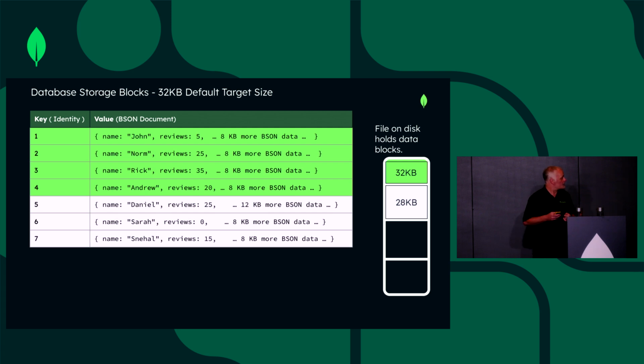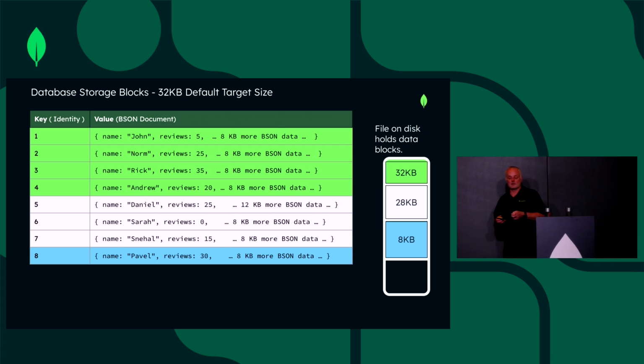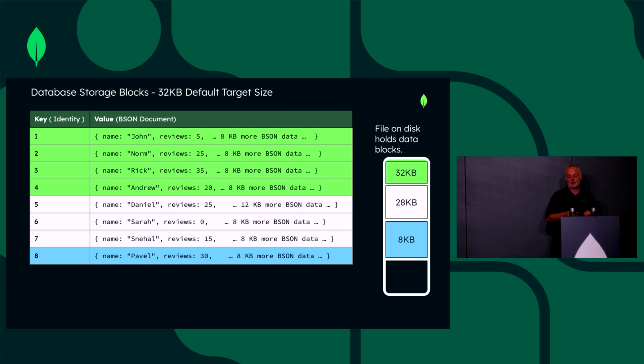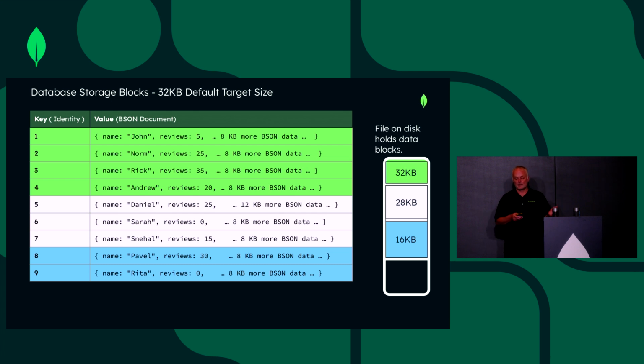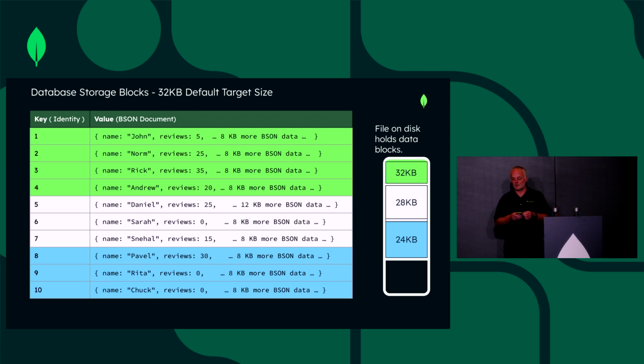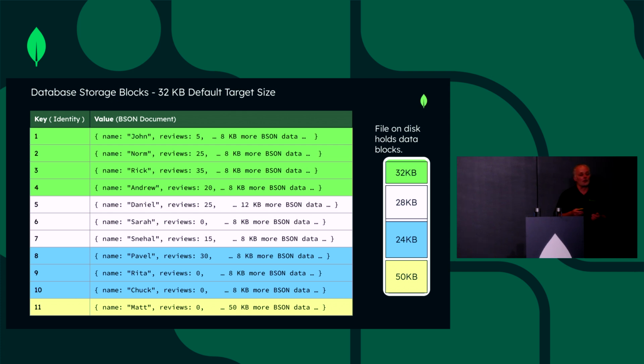We're now storing 20, then 28 kilobytes in that single block. And now we go ahead and add Pavel, and that actually spills over. It doesn't fit within the previous block, so we have another disk block, and that's where Pavel is going to be stored. And then again, Rita fits in there as well. Chuck fits in there. Matt actually has a much bigger document, and so he gets a block all to himself. So if he's 50 kilobytes, he gets a 50 kilobyte block.